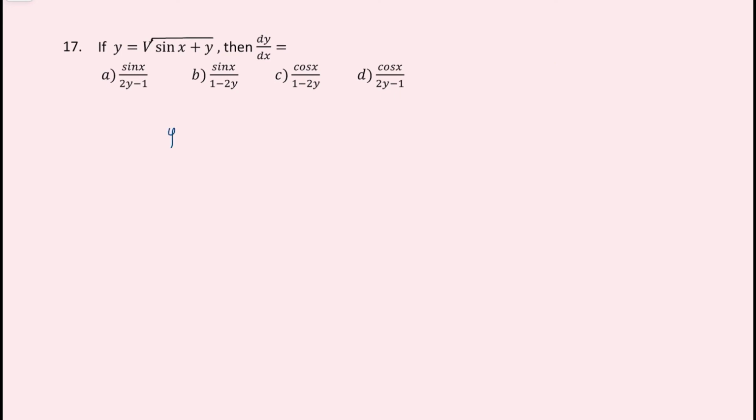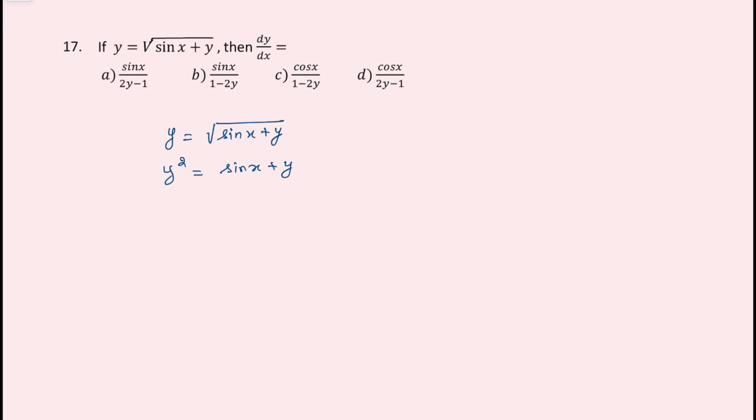17th question. y is under root sine x plus y. This equation is an implicit equation. x and y are mixed together. To make our differentiation easier, we will square both the sides. y square is sine x plus y, so that we can remove the root sign.